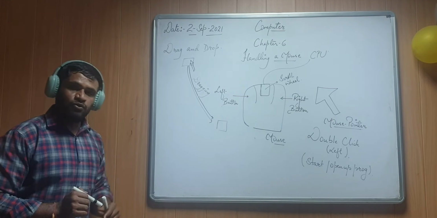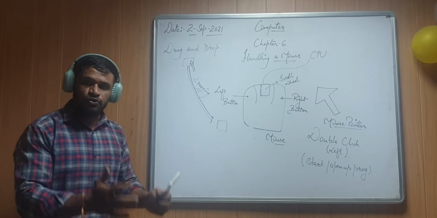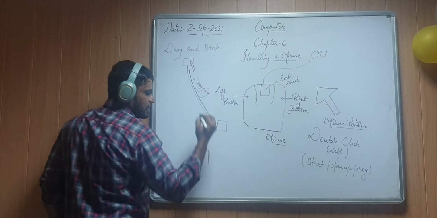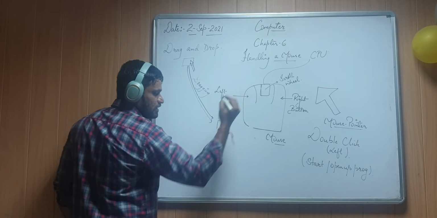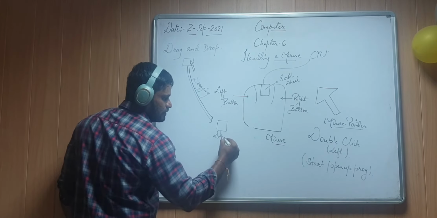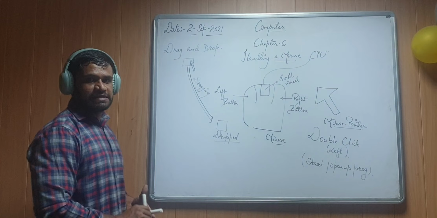Once you have reached that location जहां पे आप उसे drop करना चाहते हैं, where you want to drop it, what you will do, just release the left button. जहां आपको उसे put करना है वहां आके आप left button को release कर दीजिए. As soon as you release the left button, it will be dropped. वो आइकन उसी पोजीशन पे ड्रॉप हो जाएगा. The icon will be placed at that position.